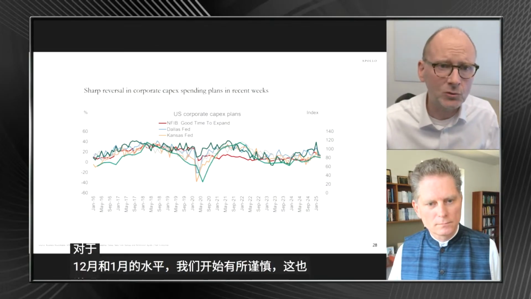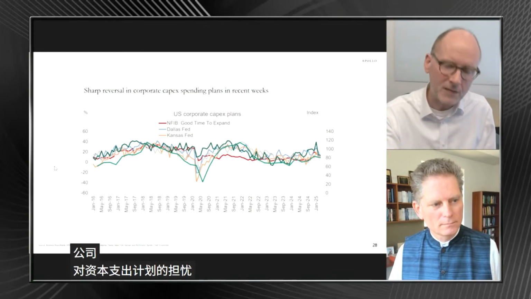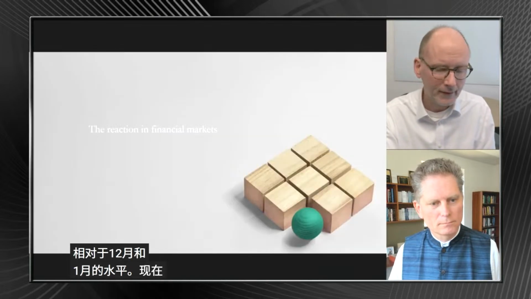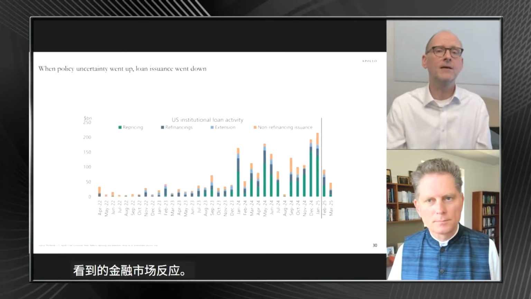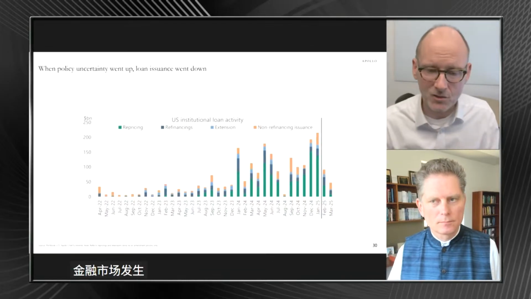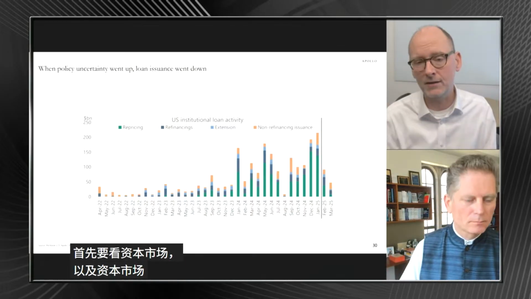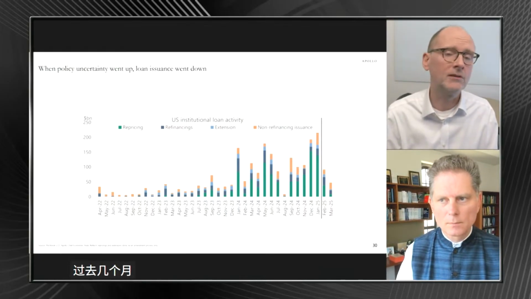So this is also telling you something about companies becoming a little bit more worried about their capex plans, at least relative to where they were in December and January. So let's now turn to the financial market reaction we have seen more recently. The broader backdrop for what's happened in financial markets is, of course, first to look at capital markets and how capital markets have responded to the uncertainty that has come along in the last few months.